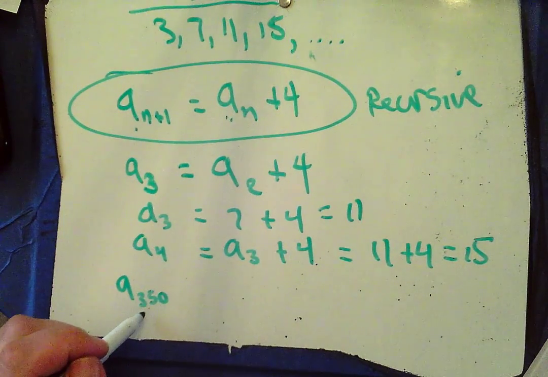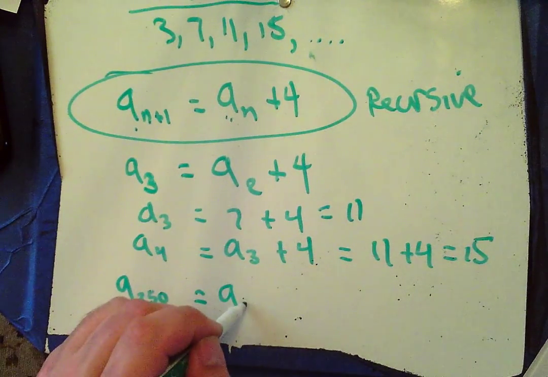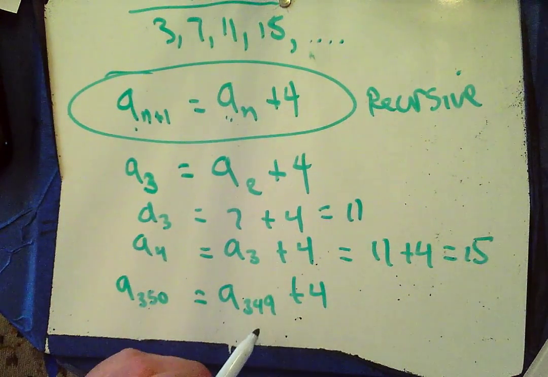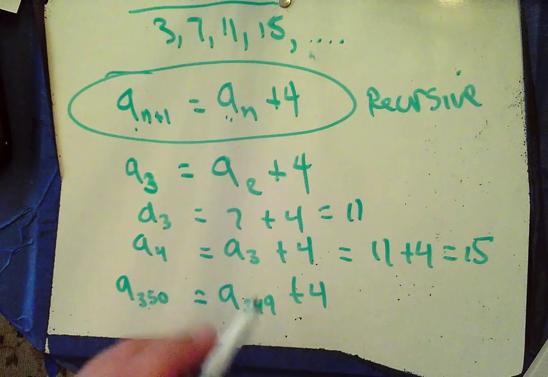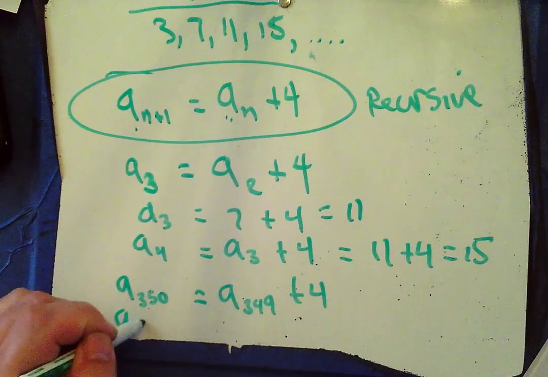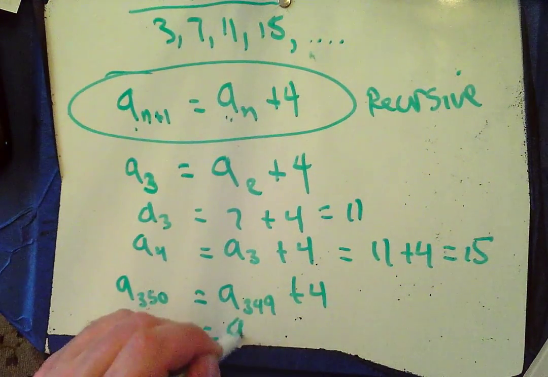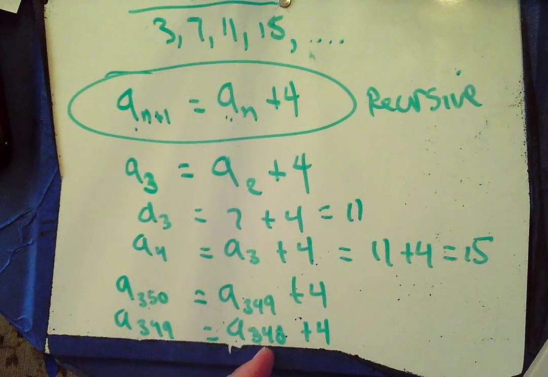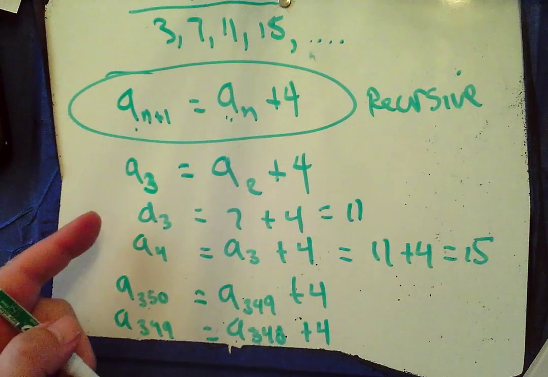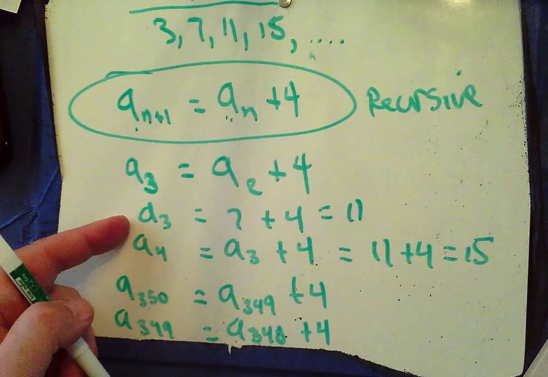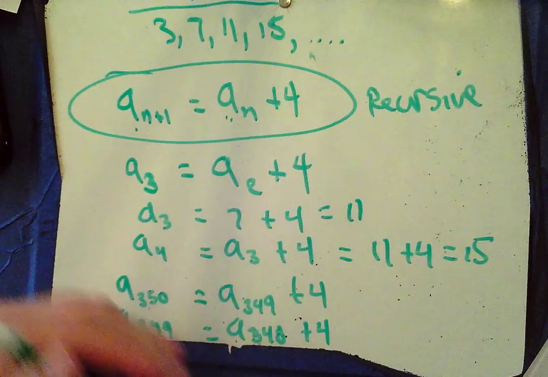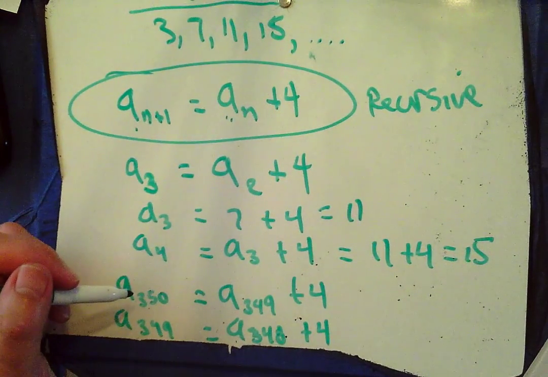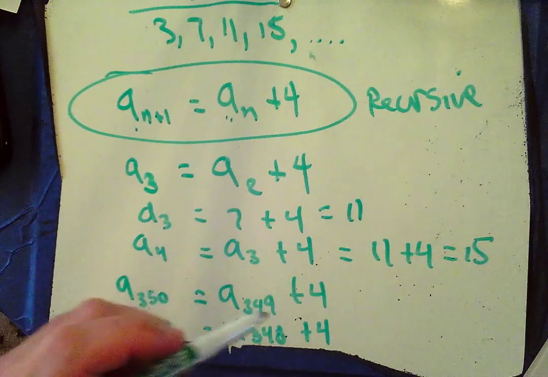We would have to know the value of a sub 349 plus 4. Well, I don't know a sub 349. So I'd have to find a sub 349, which would mean I'd need a sub 348 plus 4. But I don't know a sub 348. The last one I know is a sub 4. And so I'd have to keep adding 4 and adding 4 and adding 4 and adding 4 until I got to a sub 350. That is crazy.